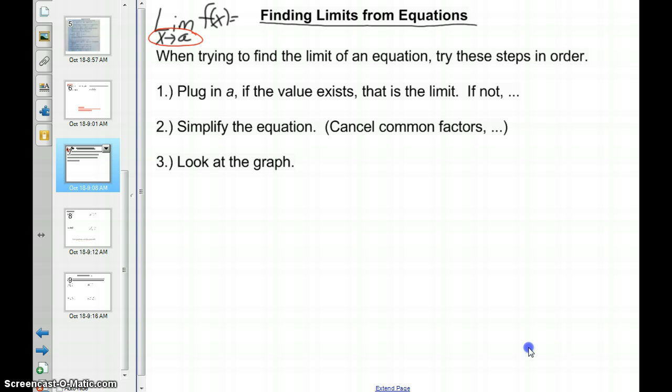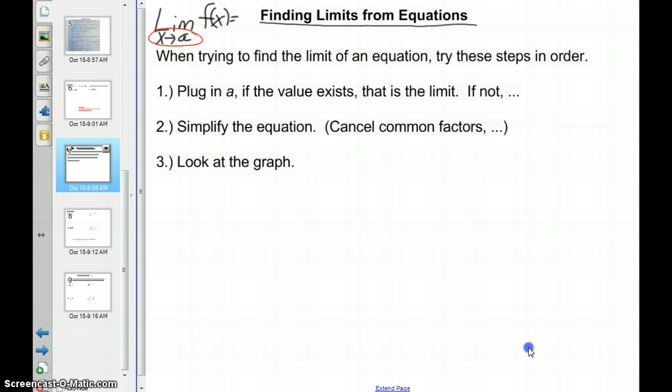So you're finding the limit of this function as x approaches a. Plug in that number. If you get an answer for that, if that number is in the domain of the function, you'll get a y value. That's your limit. If you don't get a number, okay, some functions have restrictions. If you don't get a number, then you go to part two, simplify the equation. Like it says, cancel out common factors if you're dealing with a fraction, a rational function. There's some factoring you can do, some kind of uncommon factoring, and I'll show you what I mean by that.